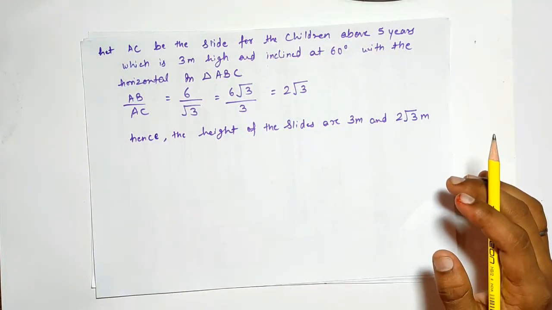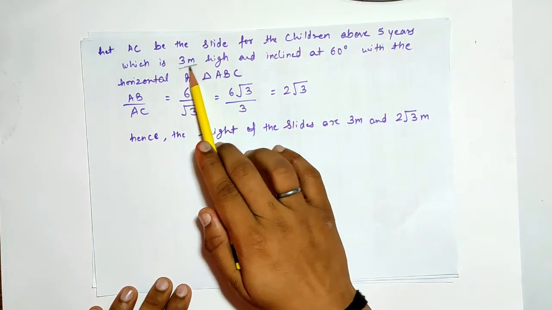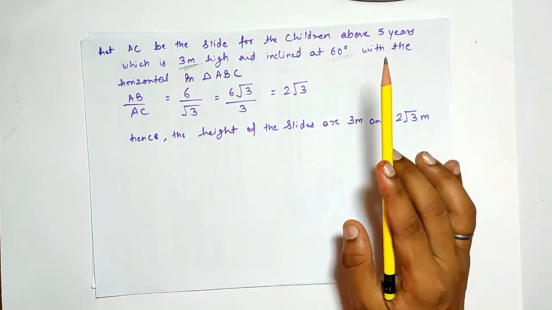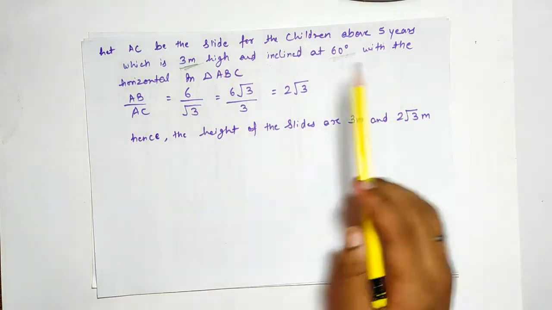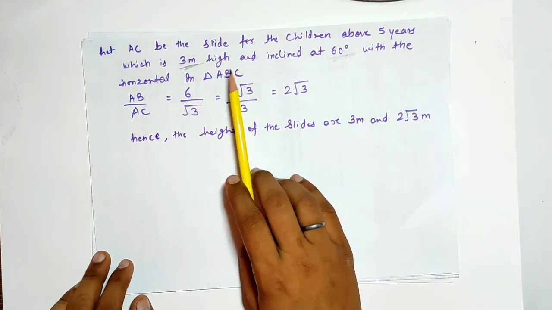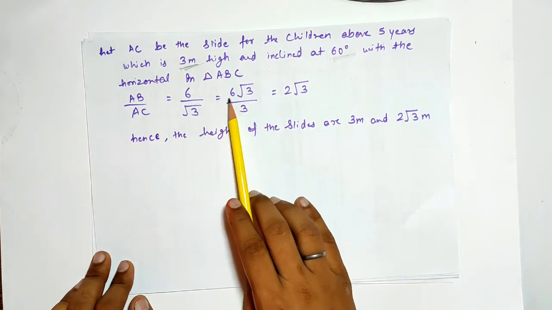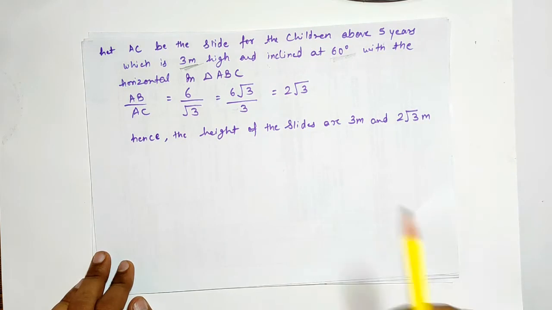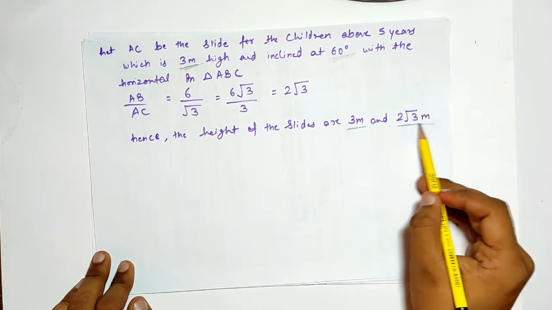the slide for the children above 5 years, which is 3 meter high and inclined at 60 degree, given in the figure. This is inclined at 60 degree with the horizontal in triangle ABC. So AB upon AC is equal to 6 upon root 3, which is equal to 6 root 3 upon 3, which is equal to 2 root 3. Hence the heights of the slides are 3 meter and 2 root 3 meter.